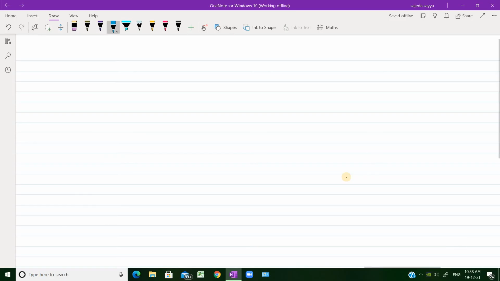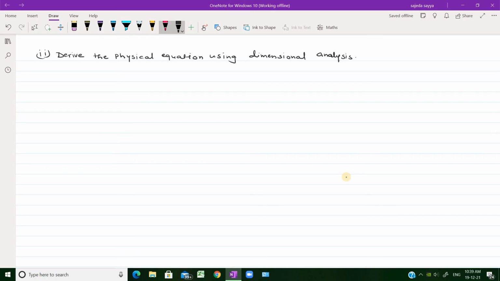Second use of dimensional analysis is to establish the relationship between related physical quantities. That is, we can derive... Okay. So let us consider the example.